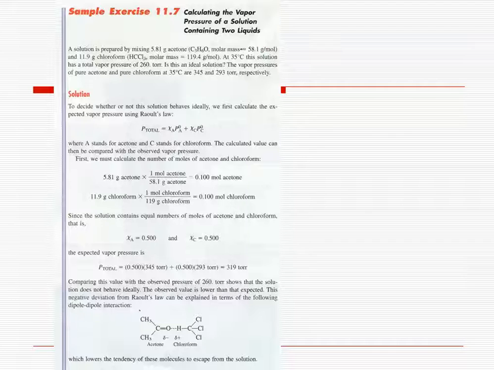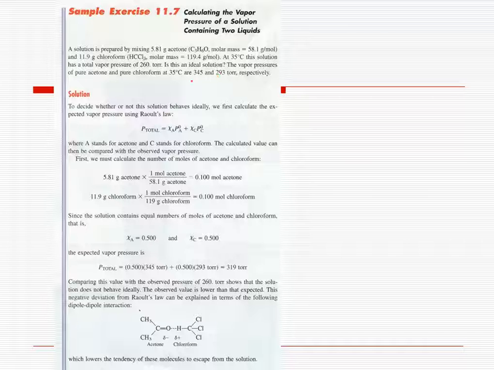All right, so here is an example of a solution where both the solvent and the solute are going to vaporize. So we do not have a non-volatile solute, we have a volatile solute. And how do we know that? One of the indicators is if you read the question here, the vapor pressures of pure acetone and pure chloroform at 35 are these two vapor pressures. So that's your indicator right here that both of the components are going to vaporize.